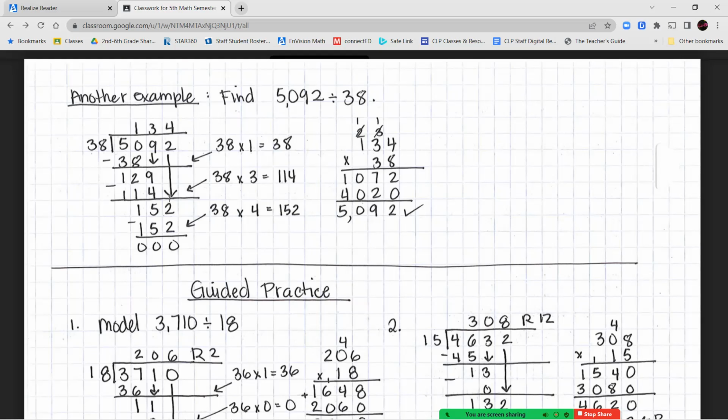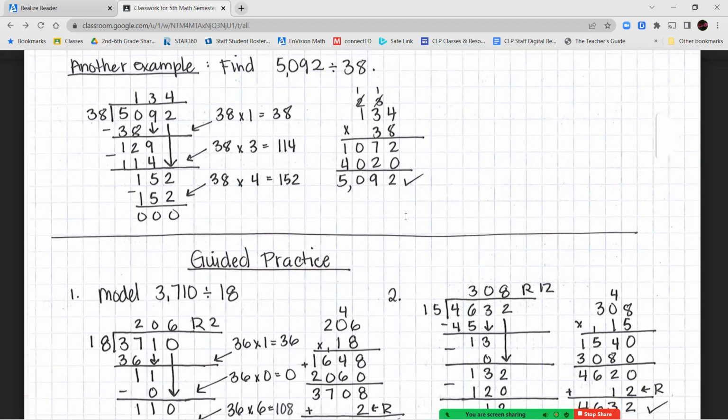Then I can drop my next digit, which is a 2. 152 is the number I'm going to work with now. So 38 times 4 will give me 152. So I'm able to subtract that off and have 0 remainder. I do my inverse operation to check. 134 times 38, find my partial products, add them together, and I did get back to 5,092.